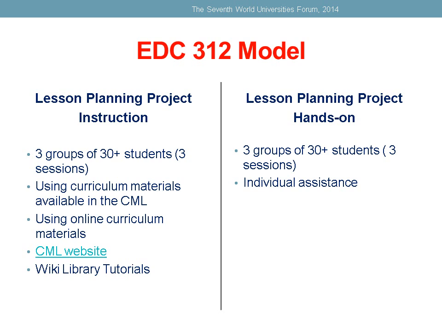The Education 312 class of 100 students was divided into 3 groups of 30+ each. When the librarian worked with a group, the professor worked with the other 2 groups. The librarian offered 3 library sessions, 1 session for each group, and students learned how to use the curriculum materials available in the library and selected online resources for creating lesson plans. Another 3 hands-on library sessions were offered by the librarian, 1 session for each group, where students worked on the lesson plans and received individual assistance.